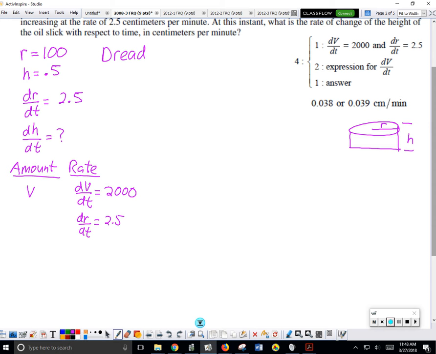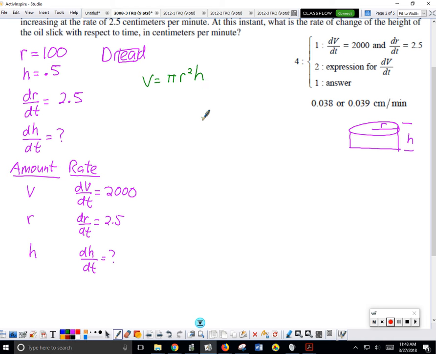So that means I've got a radius here. dH/dt is the third rate that I read about. They want me to find that one, so that would be h. According to the acronym now, I need an equation that involves the amounts. That's what the EA stands for. They gave me that equation. It was V equals pi r squared h.